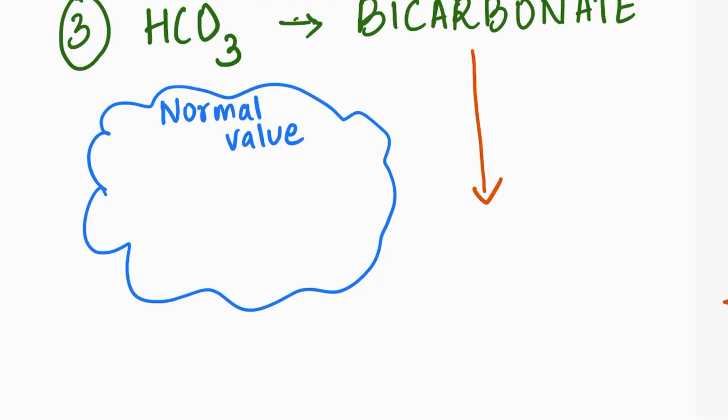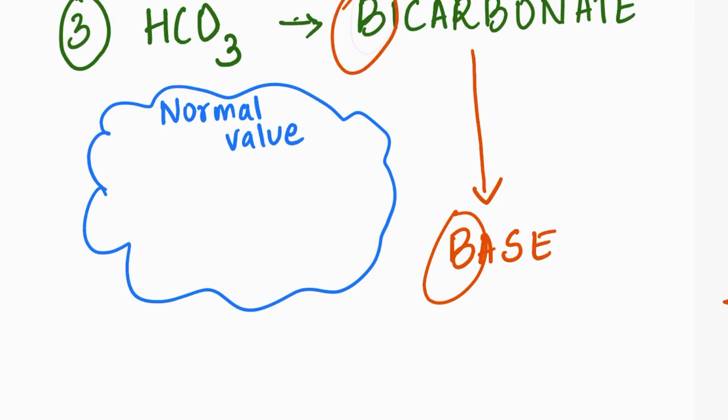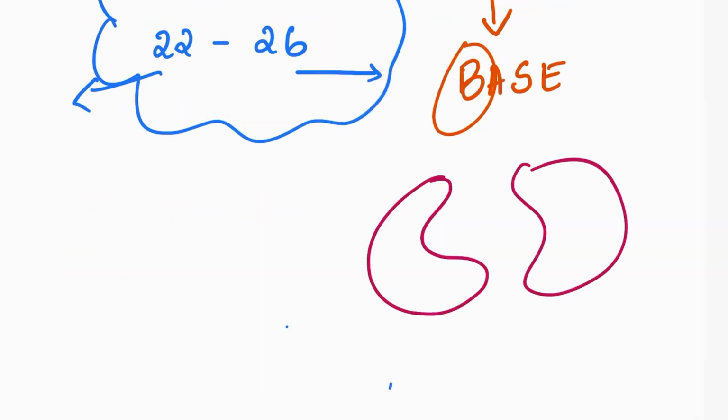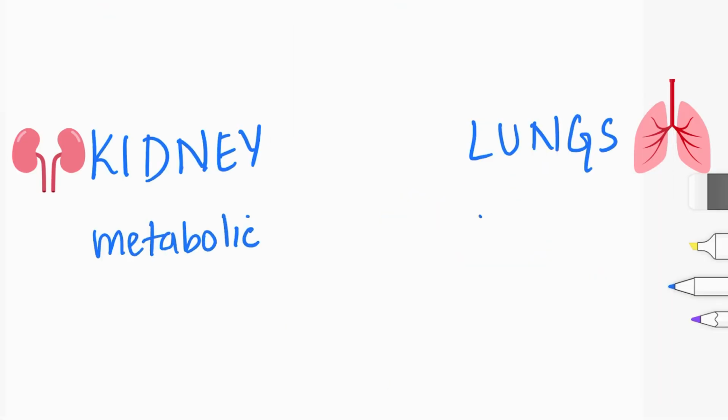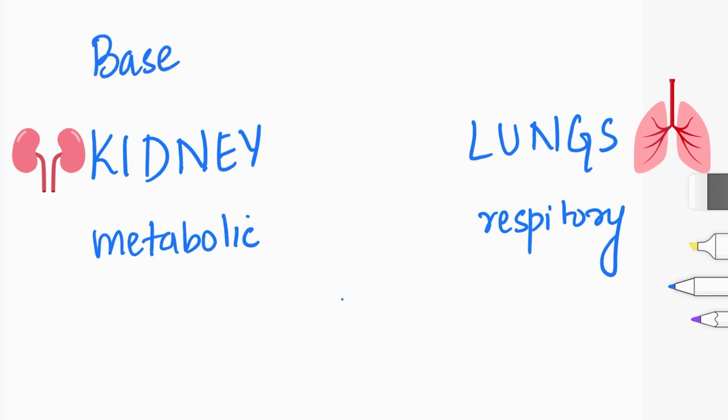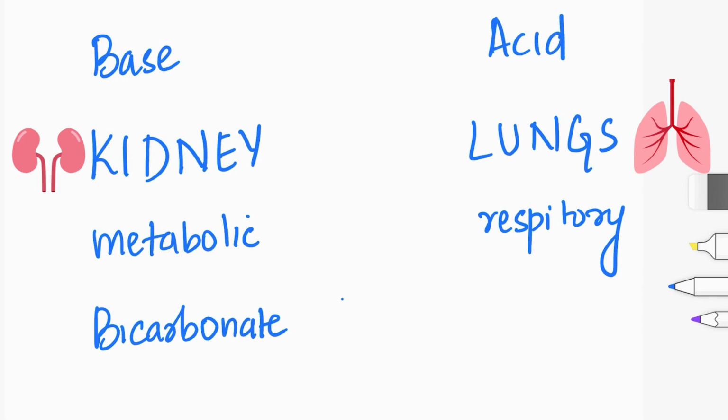Next is bicarbonate. Bicarbonate is the base, so you can remember it because both start with the letter B. Yes, and the normal value is 22 to 26, and bicarbonate is controlled by the kidneys. So kidney means metabolic and lungs means respiratory. So base, kidney, bicarbonate, and acid is the carbon dioxide.